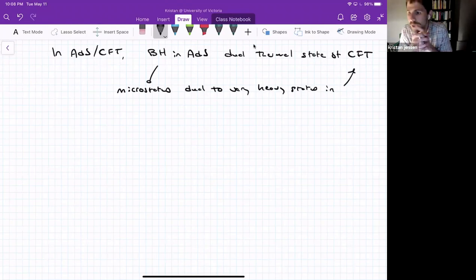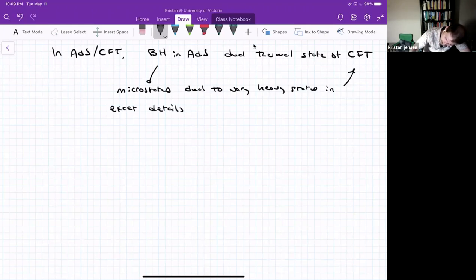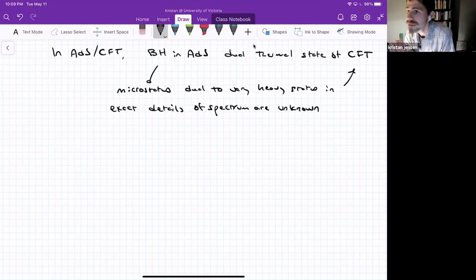And well, the precise details of that microstate spectrum are, at least in the present day, in the year 2021, out of our reach. They're inaccessible with current techniques for generic black holes in AdS. So the exact details of the spectrum are unknown: the energies and the quantum numbers of those microstates.